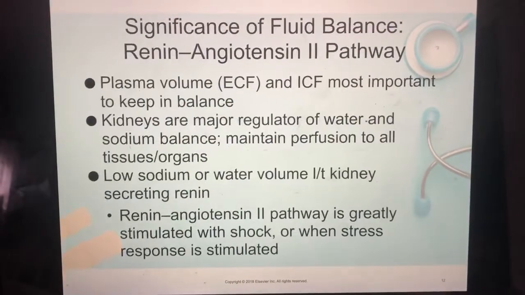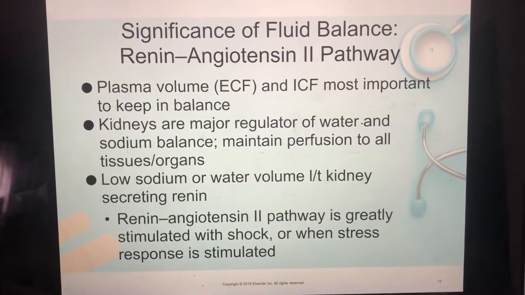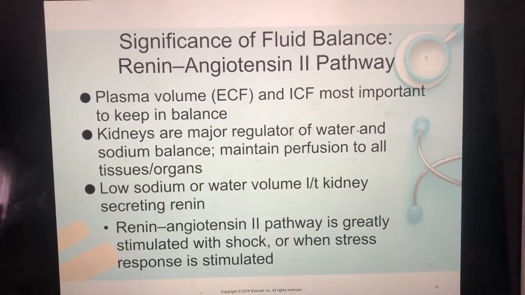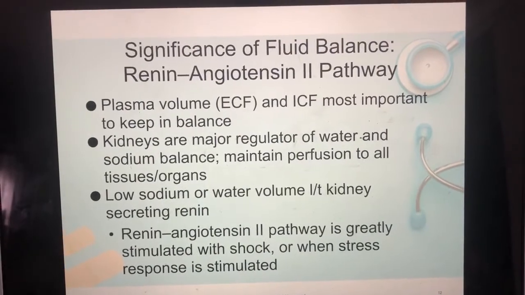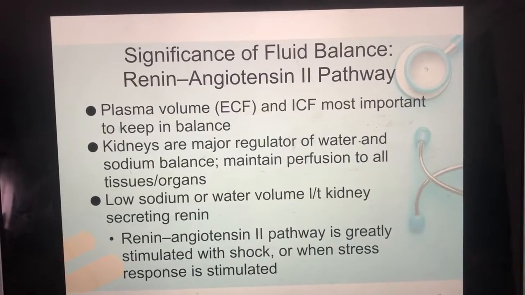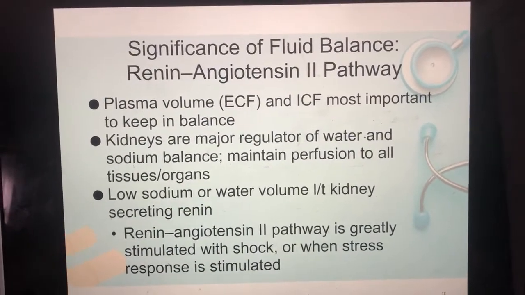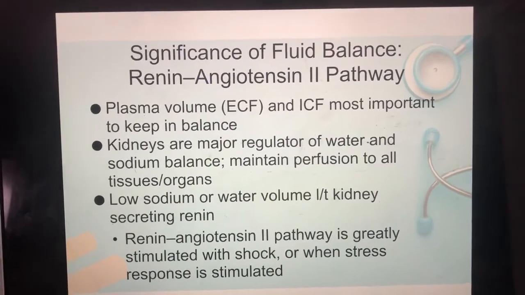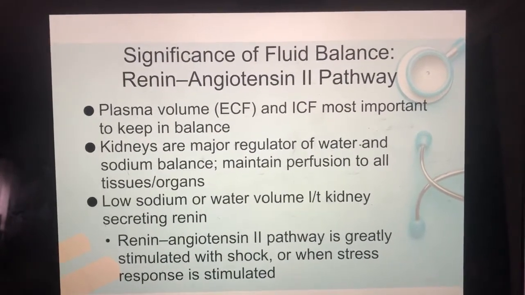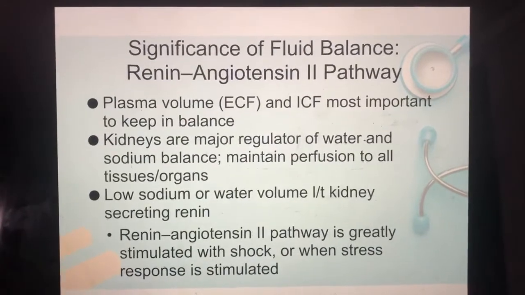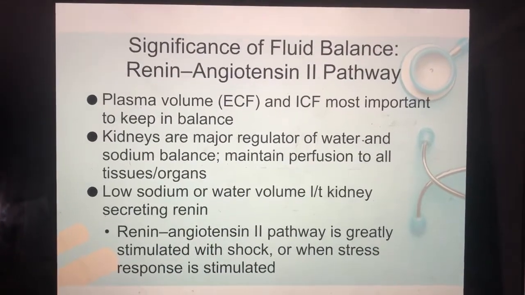So this is the renin-angiotensin II pathway, which is another way that our body can maintain fluid volume. Plasma volume is the ECF, the extracellular fluid, and ICF are most important to keep in balance. And our kidneys are a major regulator of the water and sodium balance. And of course, we need that to maintain perfusion to all of our tissues and our organs.